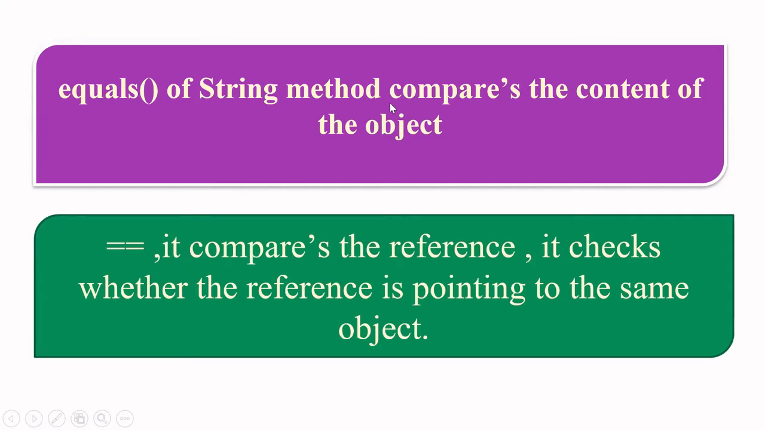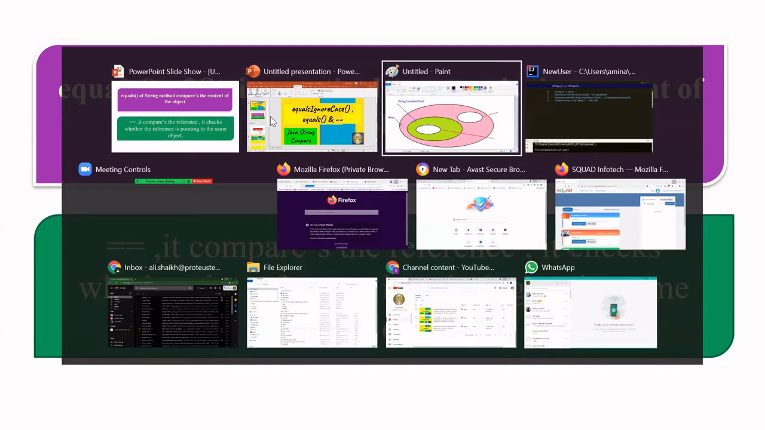The equals method of the String class compares the content of the objects, whereas equal to compares the reference. It checks if the references are pointing to the same object or not. And equals ignore case just ignores the case, meaning it doesn't matter if it's uppercase or lowercase. So let's see it in the program.